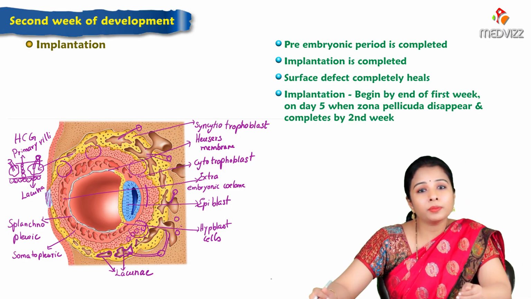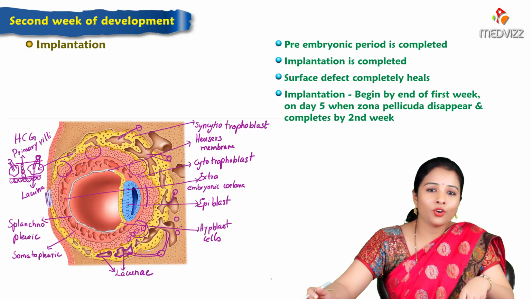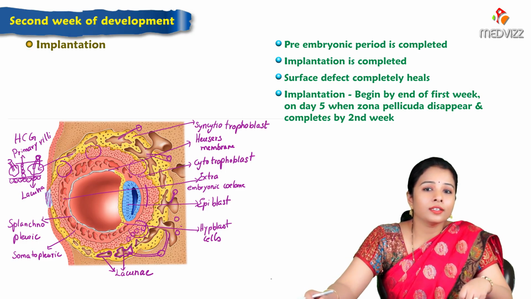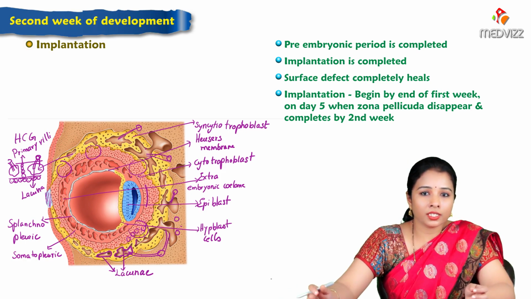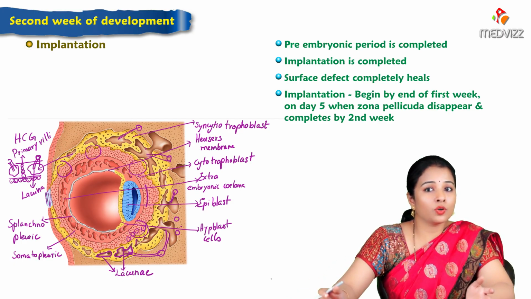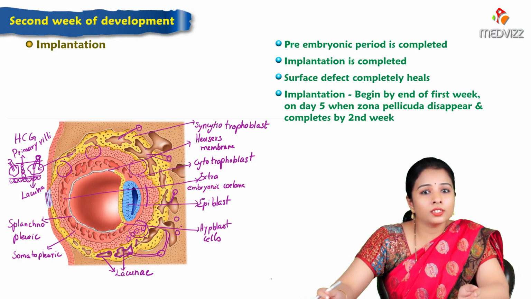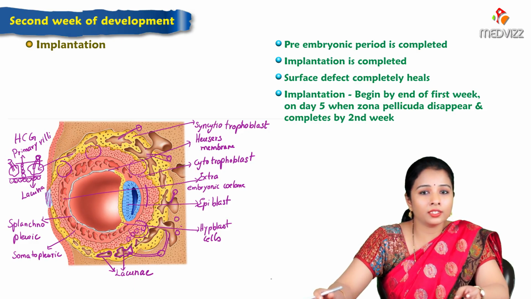So implantation begins at the end of the first week, that is approximately on the 5th or 6th day after ovulation, and this implantation completes during the second week, that is around the 10th or 11th day. This implantation begins with the disappearance of the zona pellucida, which is called zonal hatching. This occurs during the invasion of the endometrium by the trophoblastic cells with the help of proteolytic enzymes.